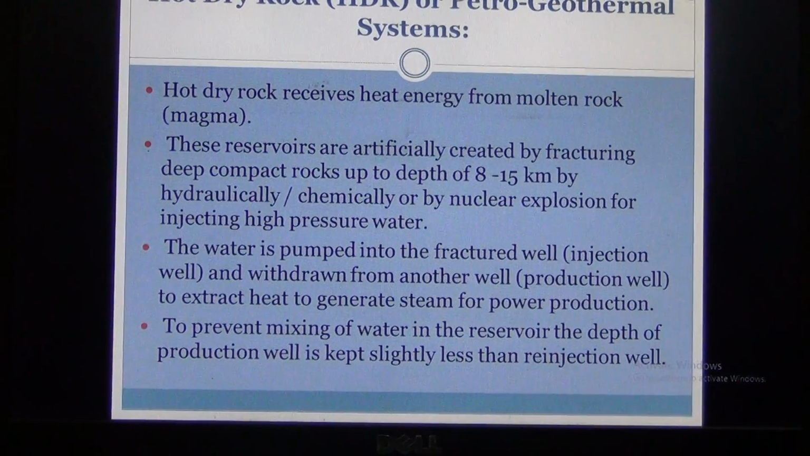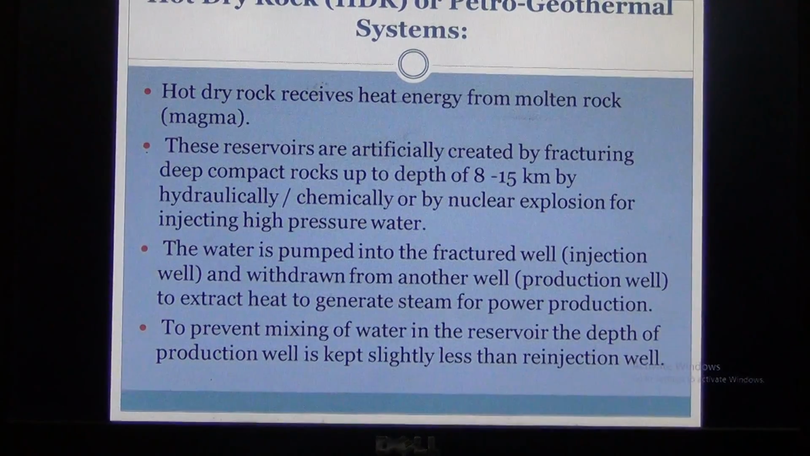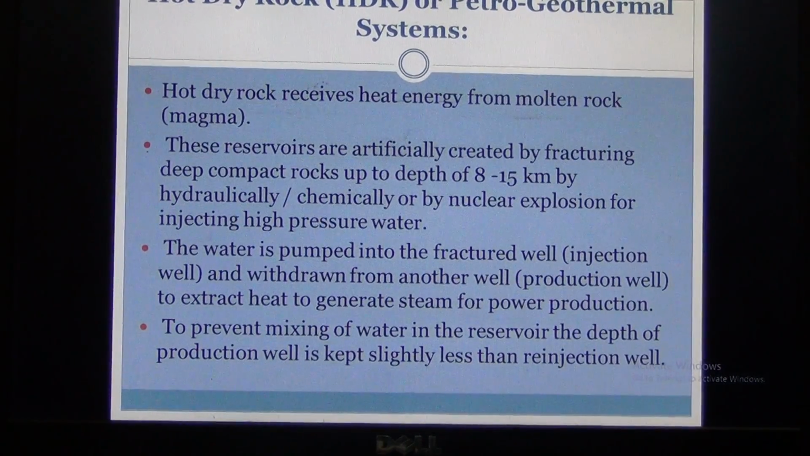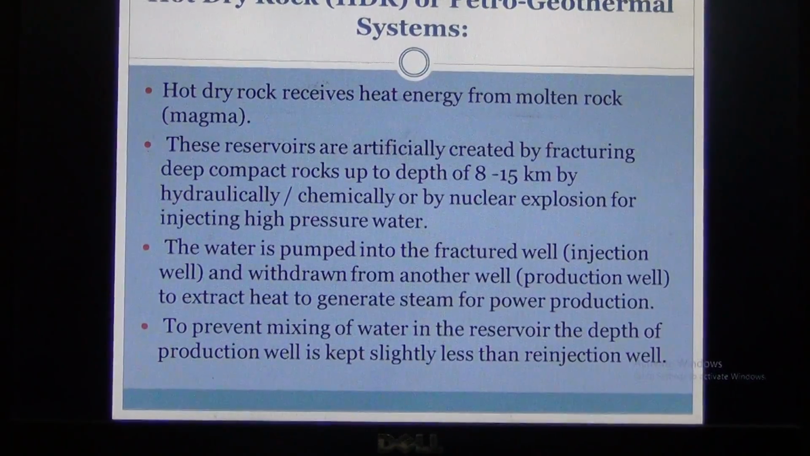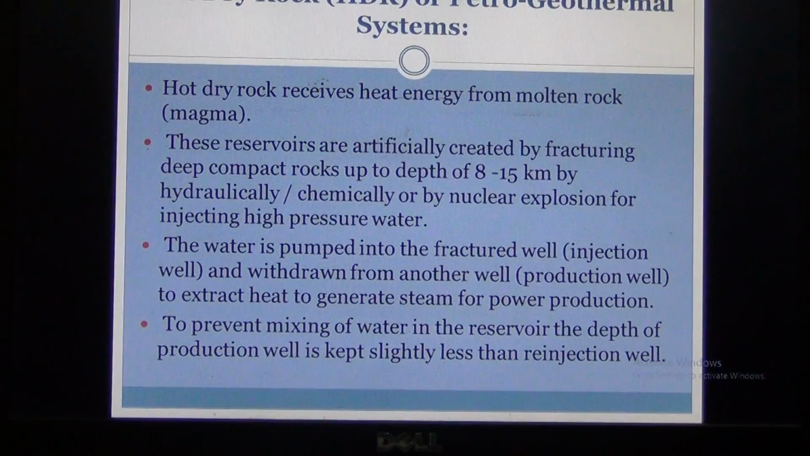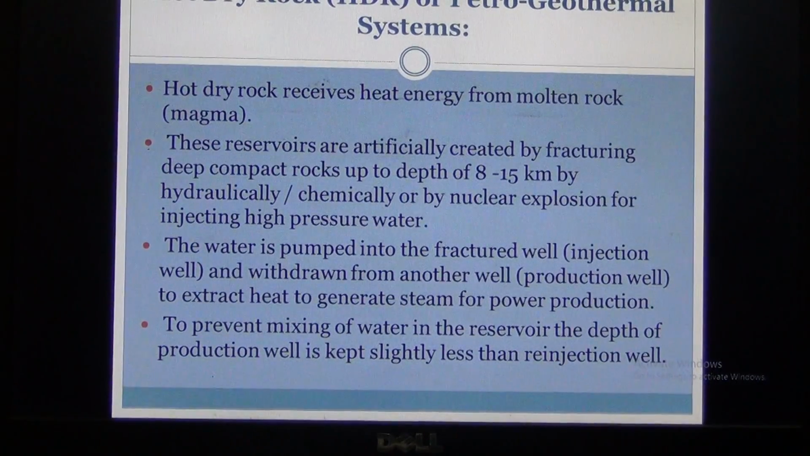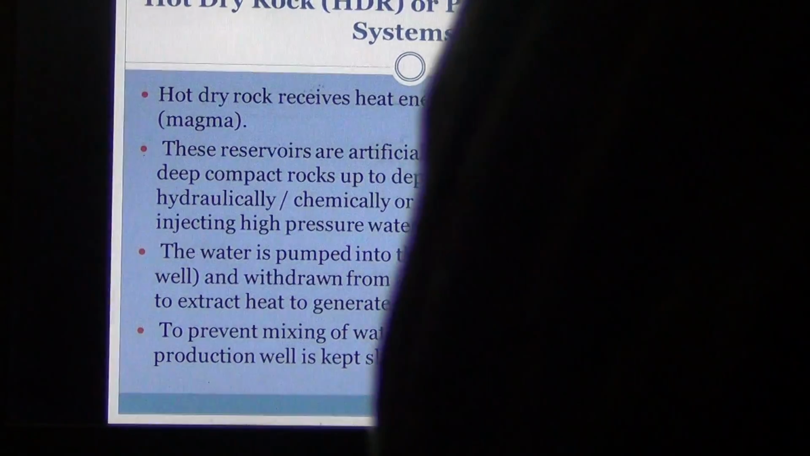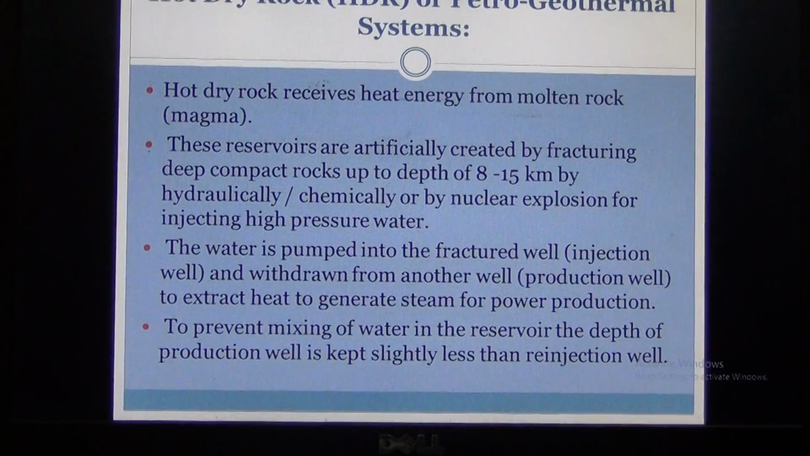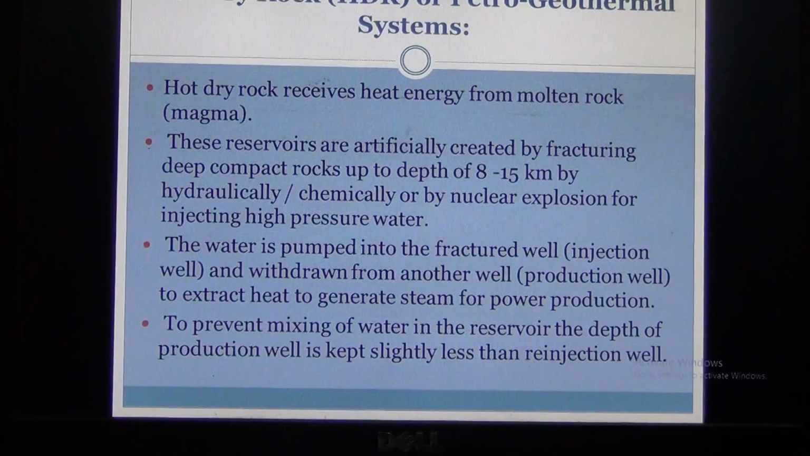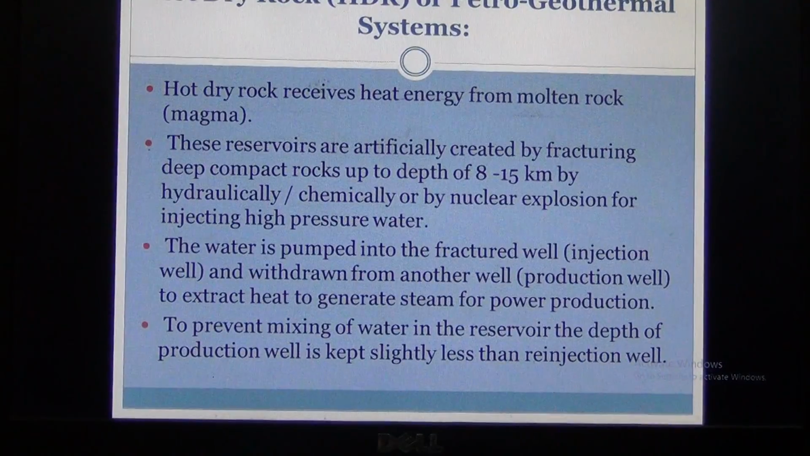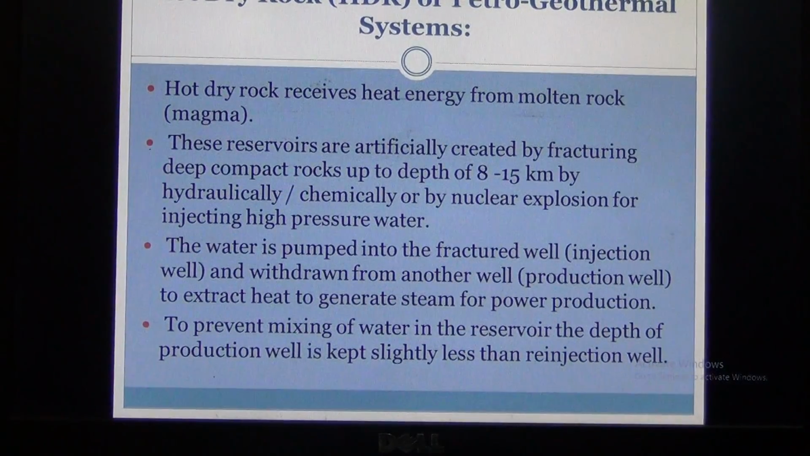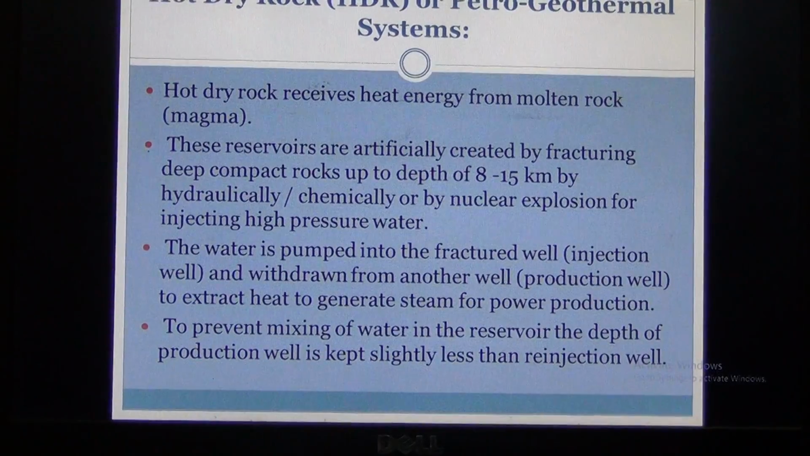Means we fracture the stone, that is magma or dry rock, up to 8 to 15 kilometers, and we can use any mechanism, that is hydraulic or chemical or nuclear, to inject high pressure water. This high pressure water is then converted into steam, and it is used for generation of electricity or for many other purposes. The water is pumped into the fracture well, the injection well, and withdrawn from another well, the production well, to extract heat to generate steam for power production.